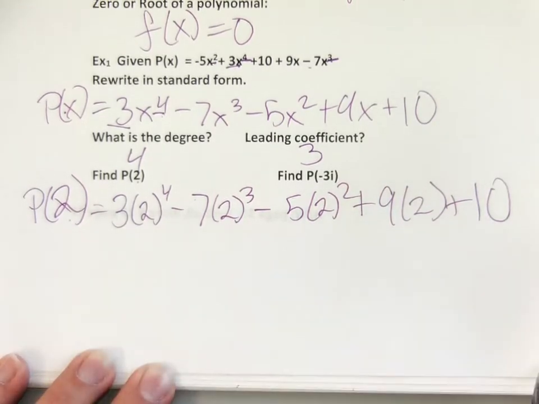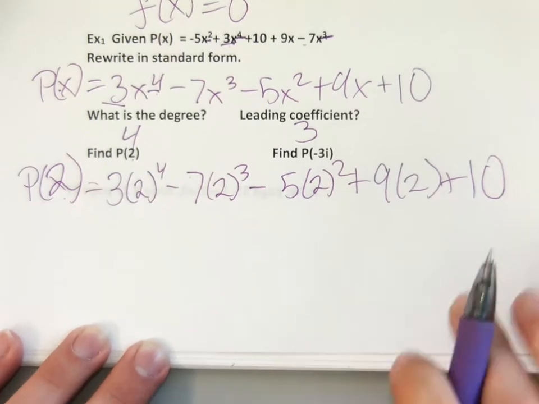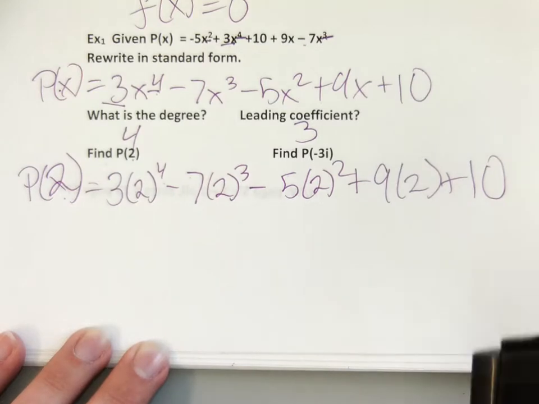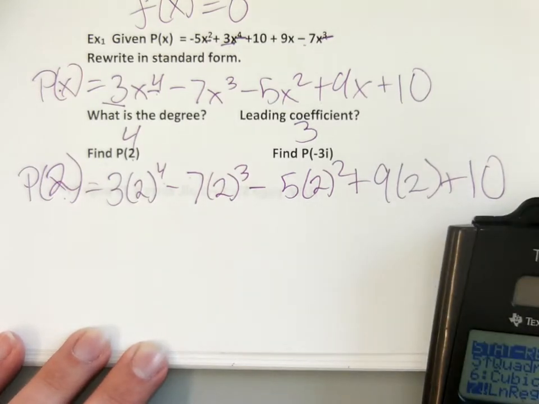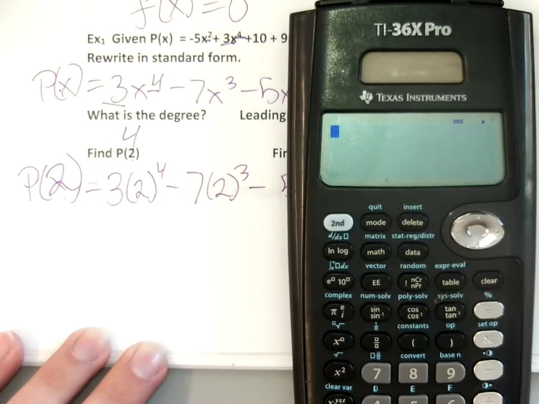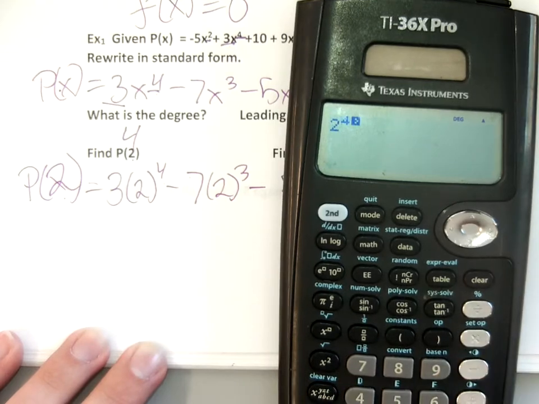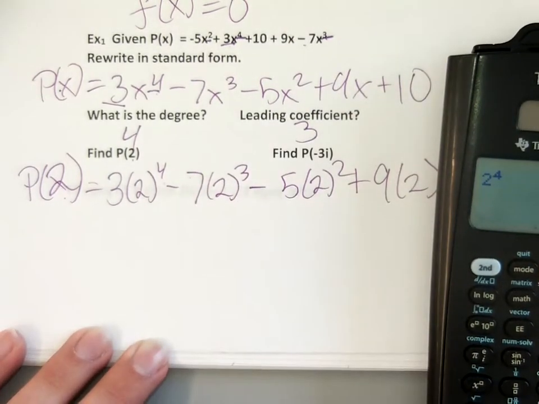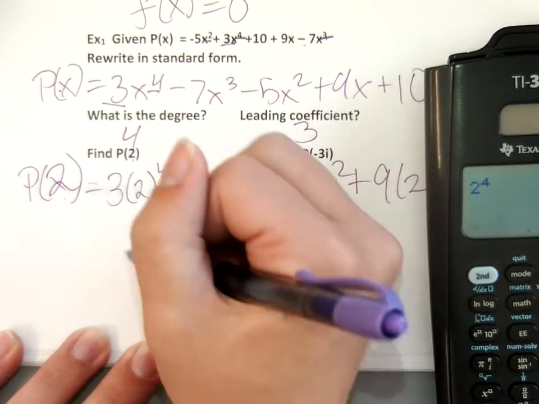Now if we were to start simplifying that, put it in your calculator, because you're going to make a mistake. You will, right? I'll make a mistake too, that's why I put it in my calculator. 2 to the 4th is 16. Oh, I should have known that in my brain.